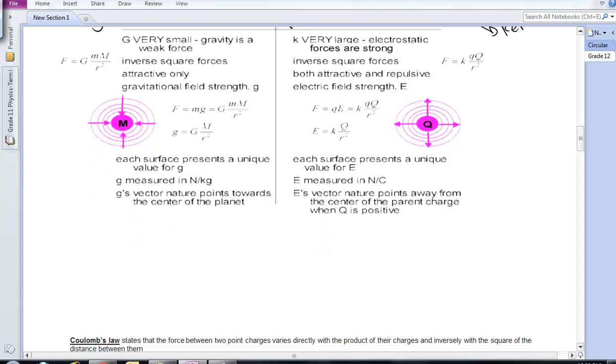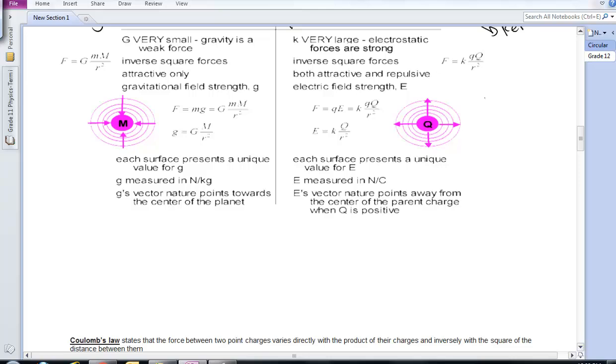The gravitational force is calculated by this famous formula, which is derived by Isaac Newton. It is G m1 m2 over r squared. G is a gravitational constant, which is equal to 6.67 times 10 to the power of negative 11. The two masses divided by r squared, which is the distance, the average distance between the two objects.